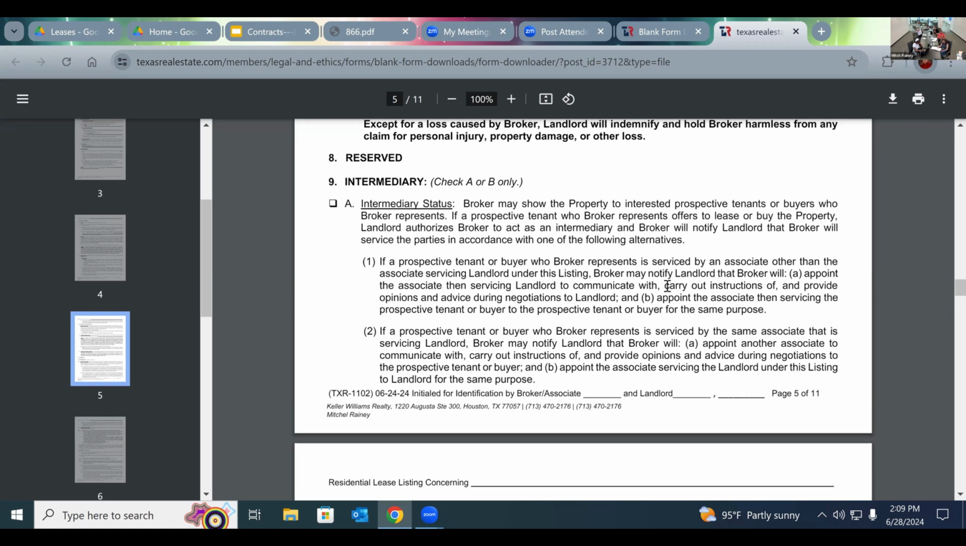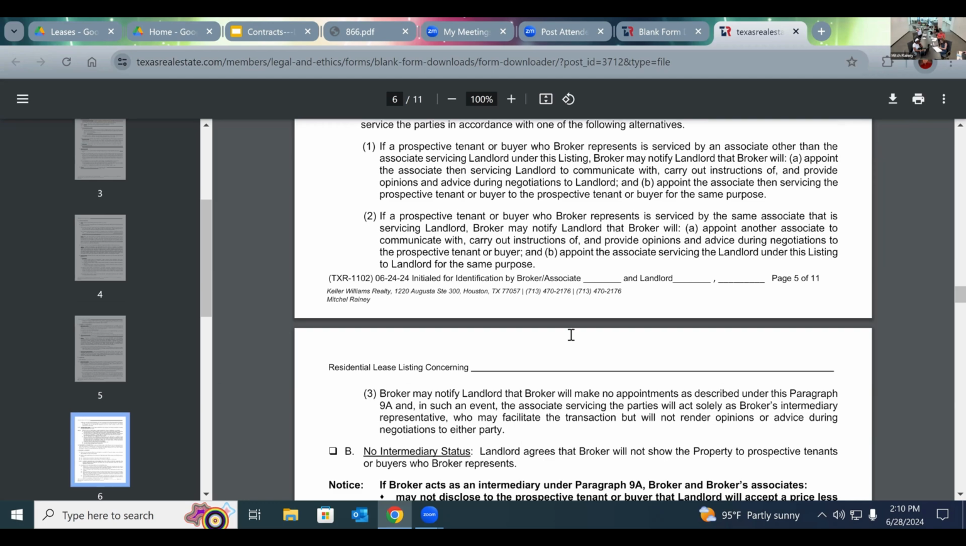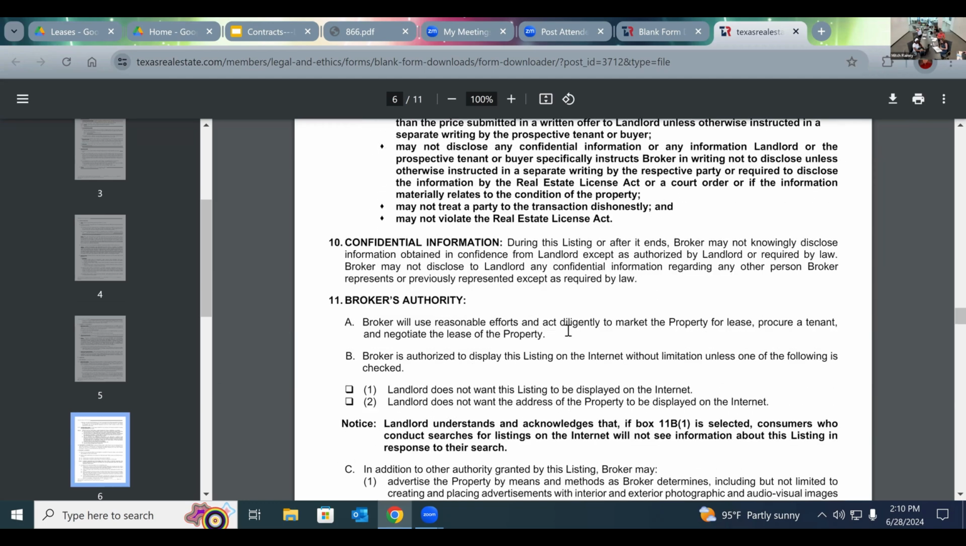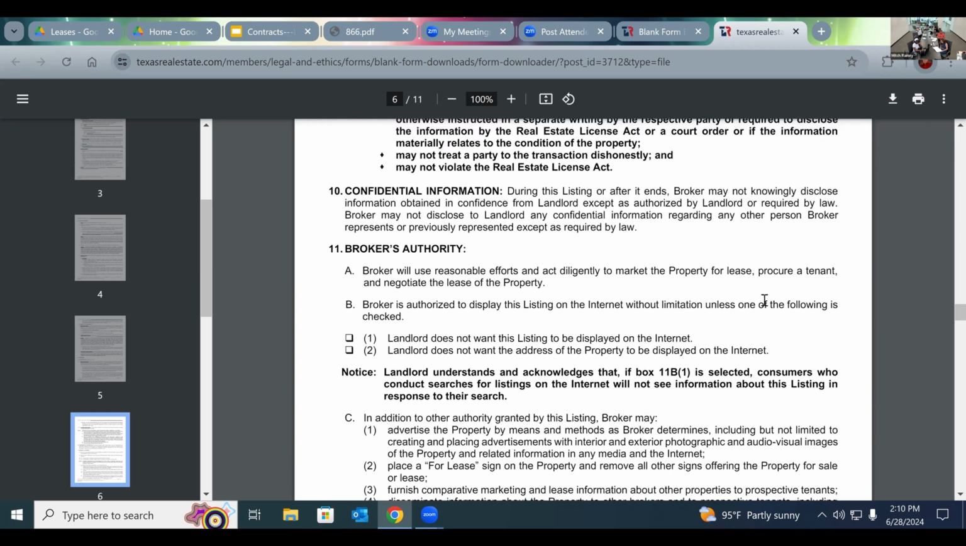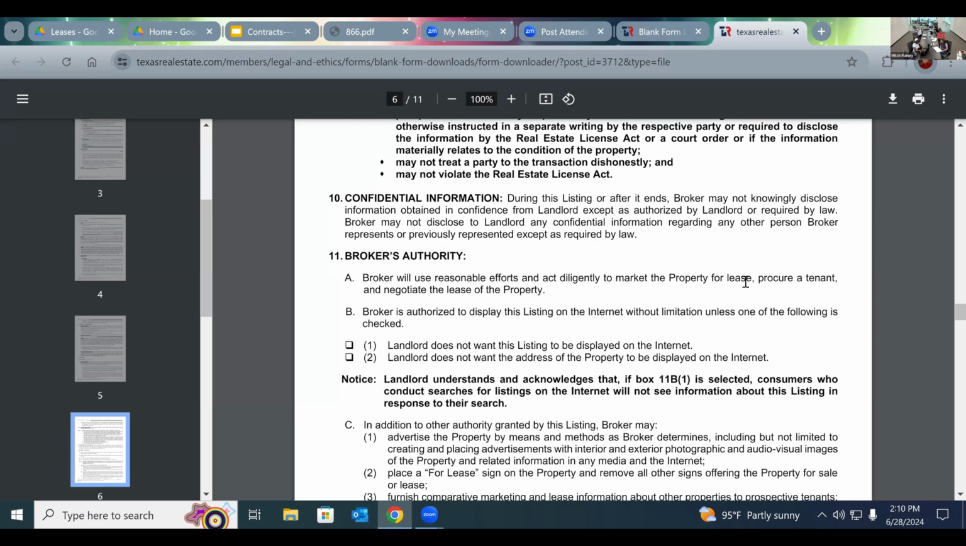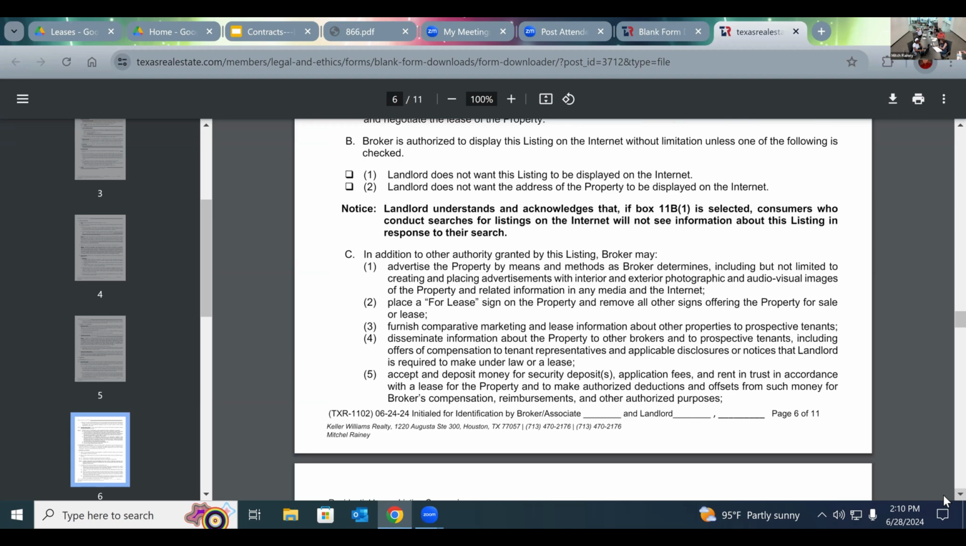The landlord tenant guide, the Texas Property Code. Paragraph 9 is intermediary, whether or not they will allow intermediary. It talks about confidential information. Paragraph 11, broker authority: use reasonable effort to diligently market the property and procure a tenant. Same thing as on the listing agreement.